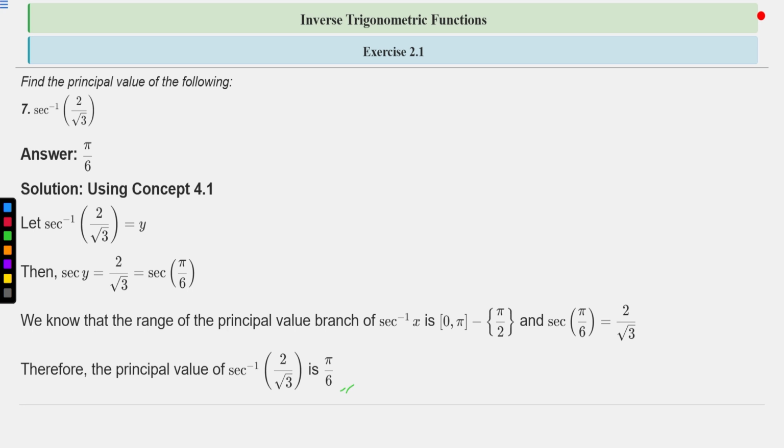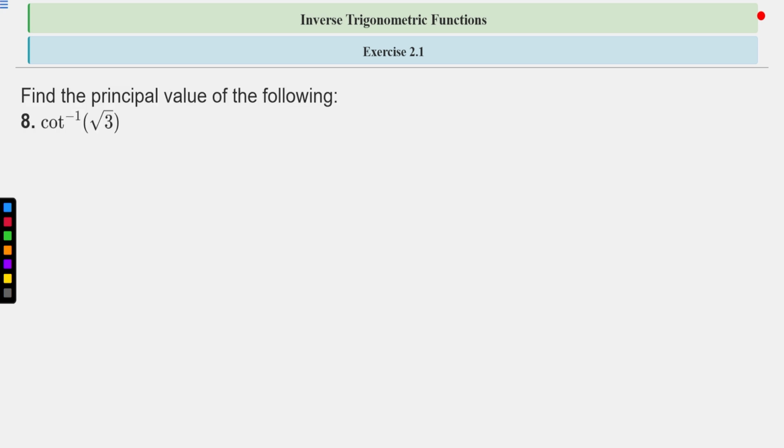Okay. Let us move to the next question. We need to find the principal value of cot inverse root 3. So all can start answering. We need to find the principal value of cot inverse root 3. Okay, students are saying pi by 6.